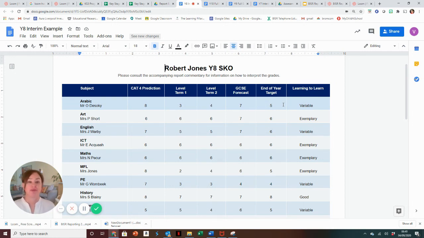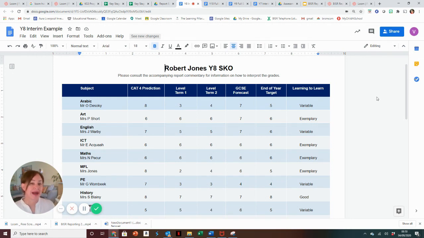Effort and contribution have been replaced by learning to learn. Learning to learn represents all the key characteristics that fundamentally underpin learning. We've given them 3 descriptors: exemplary, good, and variable. While exemplary and good speak for themselves, variable may just indicate that your child has a particular deficit. Maybe they're not so well organised, maybe they don't demonstrate resilience, and these are conversations to be followed up again at the SLC.